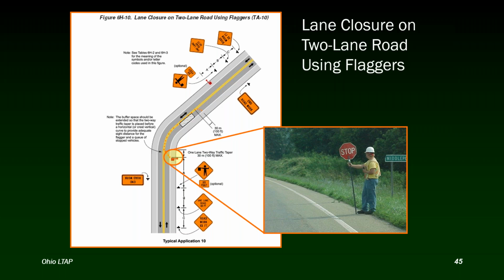That's because when you read the notes page with flagging, you'll see that there's actually a 4th sign that we want you to use when you're dealing with high-speed traffic. And that's the sign that says, be prepared to stop. So there's actually 4 signs in a flagging operation when you're dealing with high speeds.